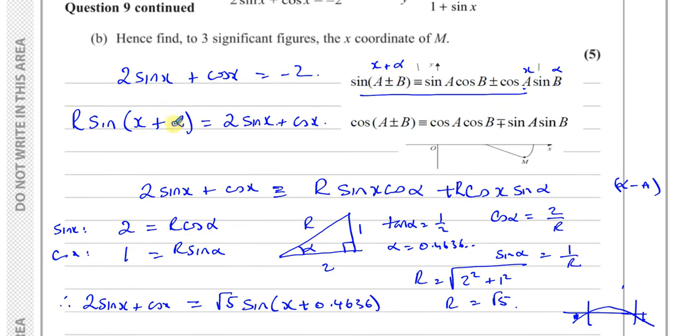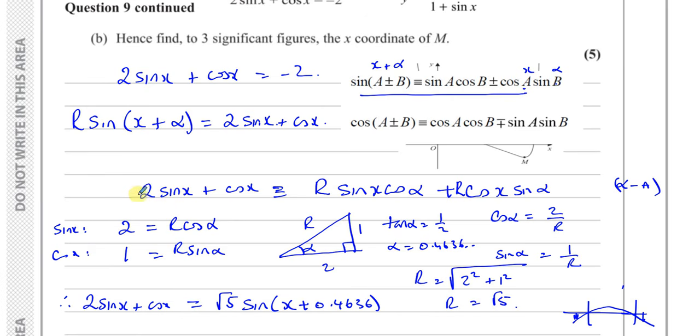But remember this: when you have sine and cosine without any of them being squared, and cosine is not equal to 0, you'll be able to just divide by cosine x and get tan x equals some number. Then we can use this method where we change it into r sine or r cosine.